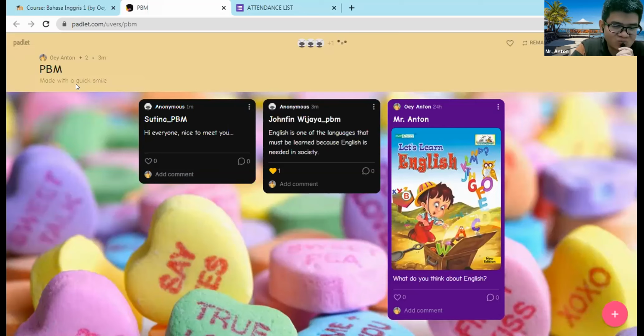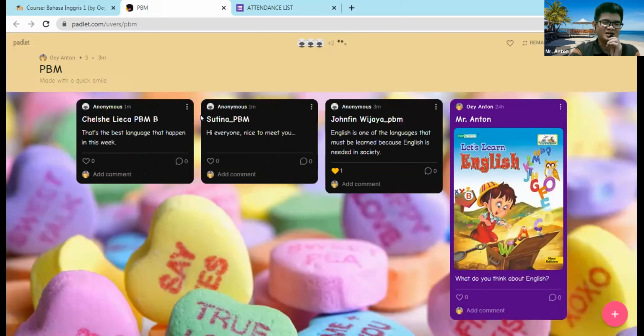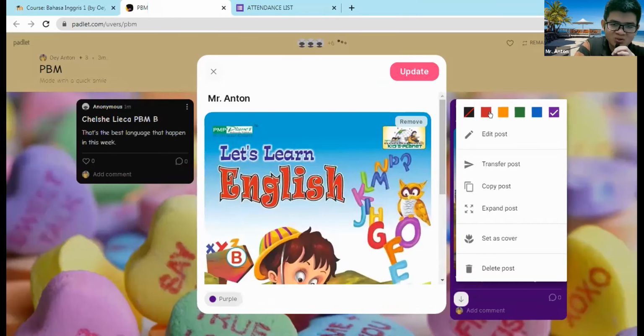Okay, now Sutina. Hi everyone, nice to meet you. Come on, I'm asking you, what do you think about English? Not to greet your friend. Come on, edit it. Do some editing, Sutina. You can change the color also, not only black. Warnanya boleh ganti, tidak harus black. Bisa ganti warna, contohnya begini. You can change the color. Oke, boleh ganti warna orange, purple, jangan hitam semua.